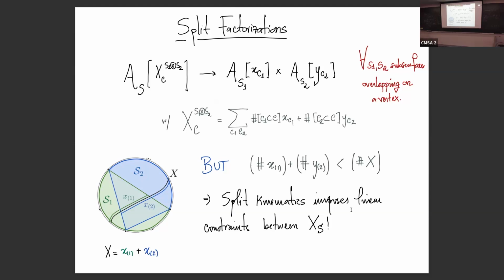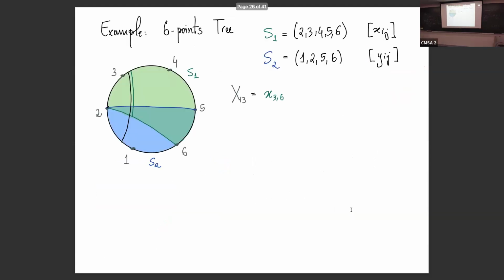Okay, but the first thing that we can note is that the number of kinematic invariants in S1 plus the number of kinematic invariants in S2 is smaller than the number of kinematic invariants in the big surface. So this is just telling us that going on this particular kinematical locus, we are imposing some linear constraints between the x's. So this is a restricted kinematics, which should not be surprising, under which the amplitude factorizes. And so I'll now try to explain what this kinematical locus looks like with an example.